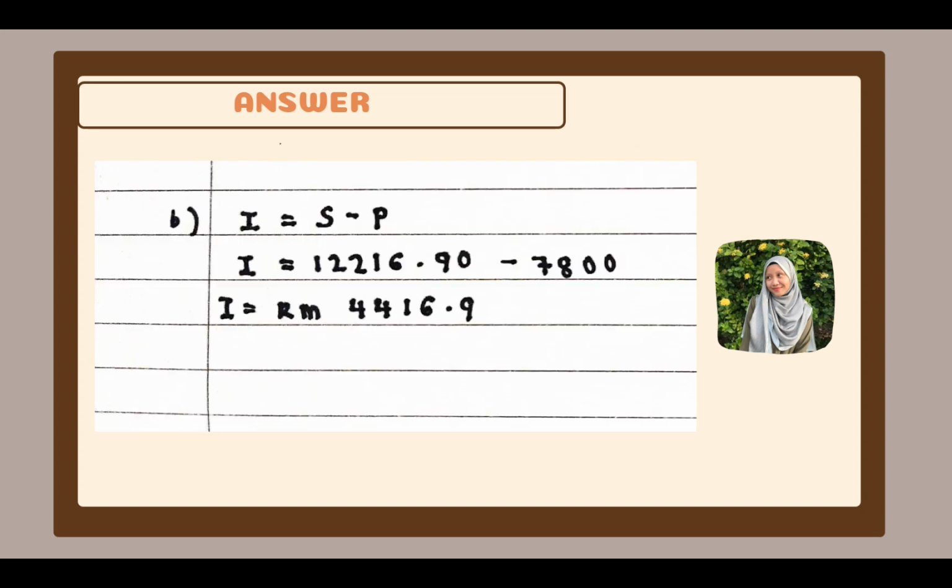Now, let us take a look at Question 1B. Question 1B asks us to find the interest earned. Now we will use the formula I = S - P. I refers to interest, as we all know, and we already found the value of S and P. Now we just substitute the values of S and P into the formula. We will get the final answer, which is RM4,416.90.